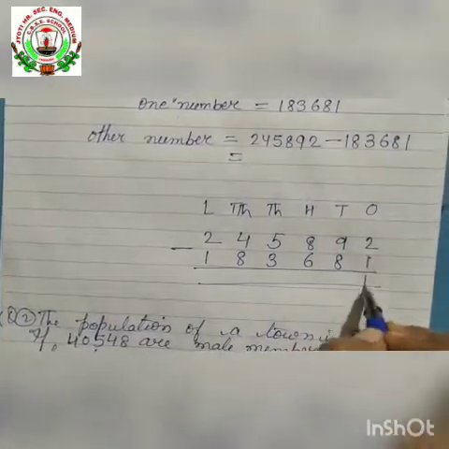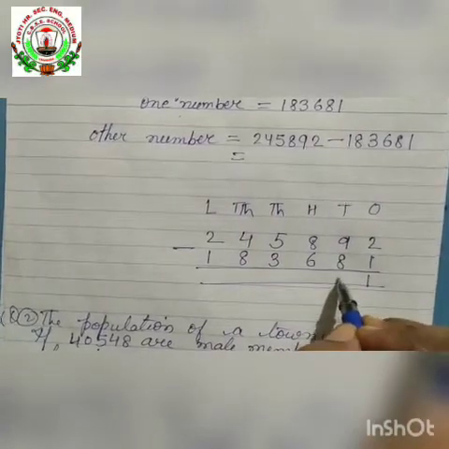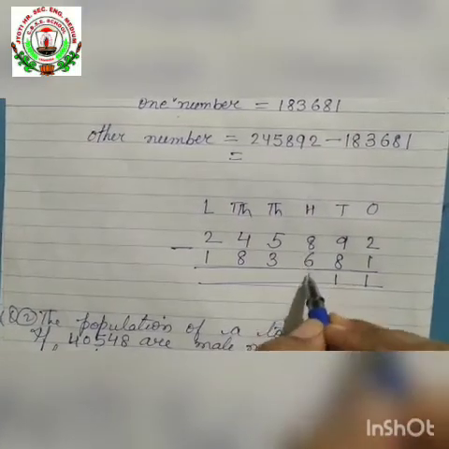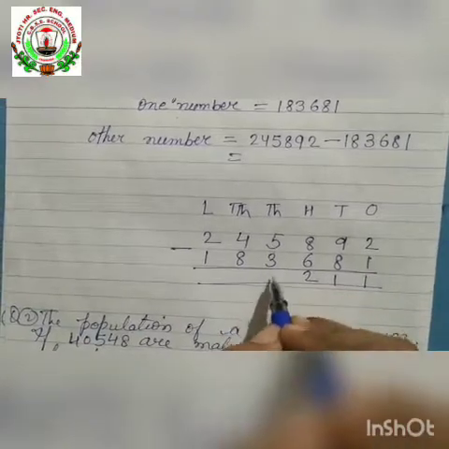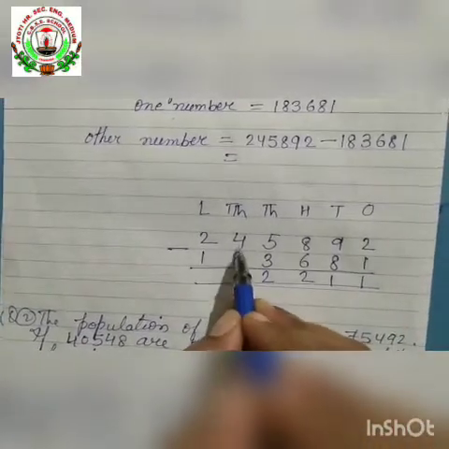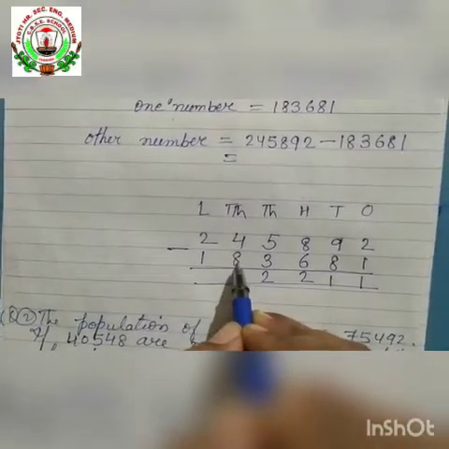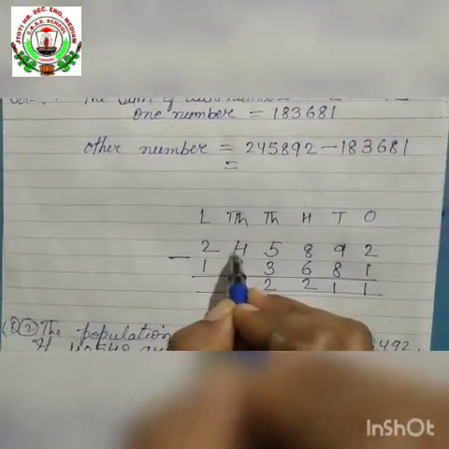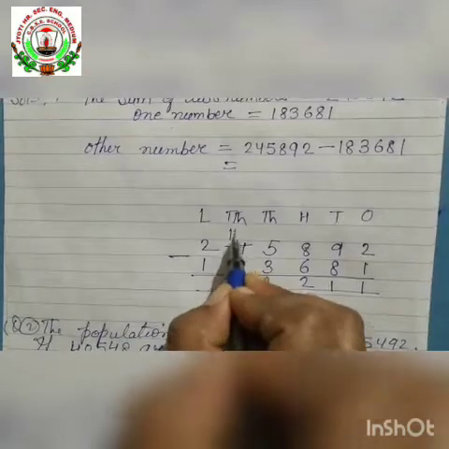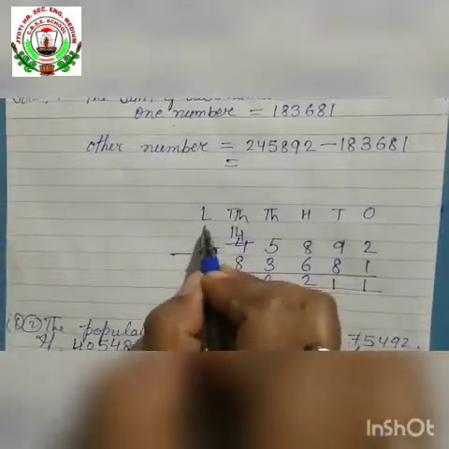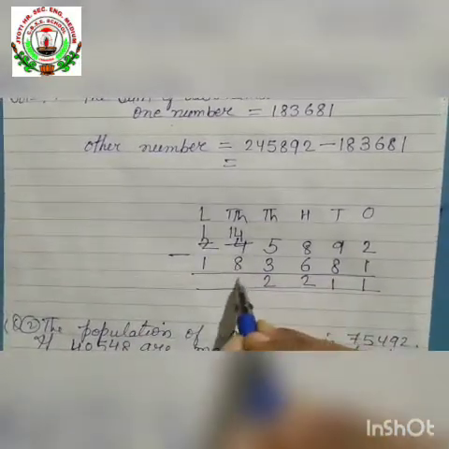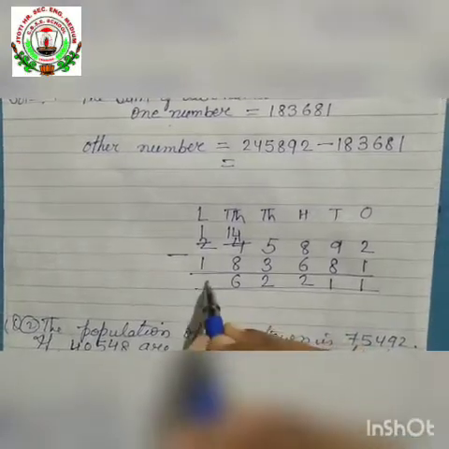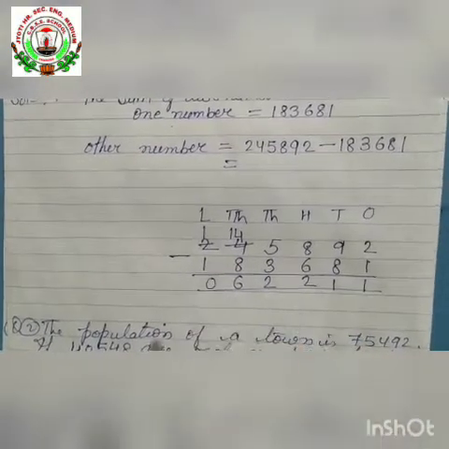2 minus 1 is 1. 9 minus 8 is 1. 8 minus 6 is 2. 5 minus 3 is 2. Here 4 is less than 8, so we can't subtract. We borrow from the lakhs column. It becomes 14, and the lakh becomes 1. 14 minus 8 is 6. 1 minus 1 is 0.